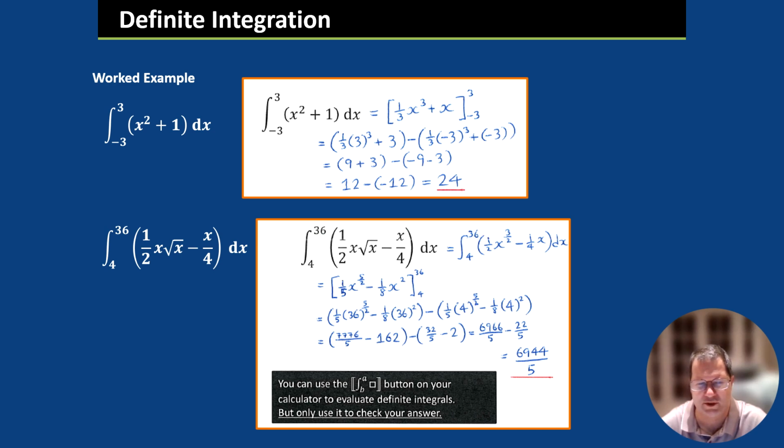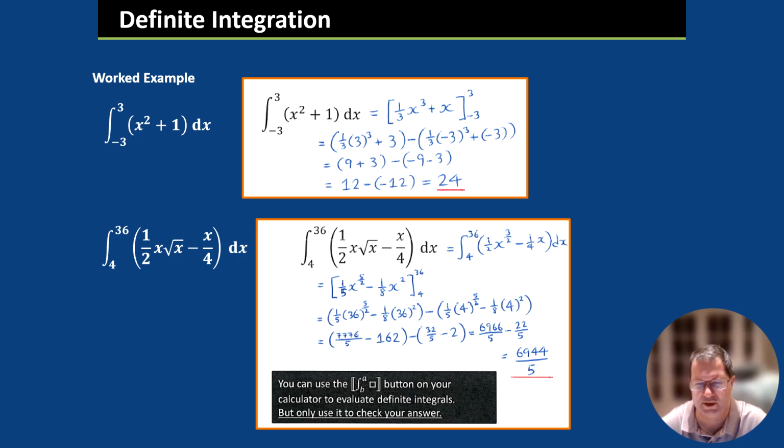In the second worked example, we're integrating half x root x minus x over 4 between the limits of 4 and 36. But before we integrate, we need to rewrite the first term so it's got an index. So that's a half x to the 3 over 2 minus a quarter of x. Integrating both of those, we get 1/5 x to the 5 over 2 minus 1/8 x squared. Again in our square brackets with the limits on the right.